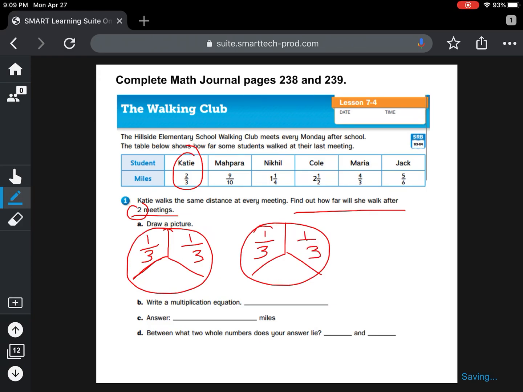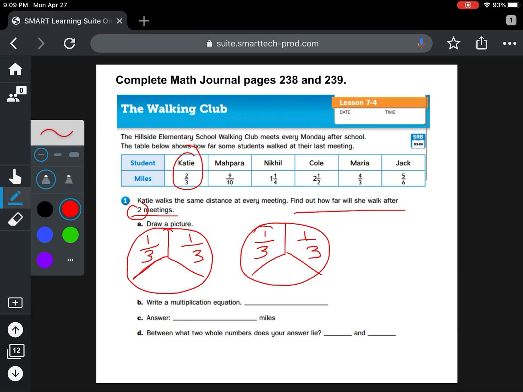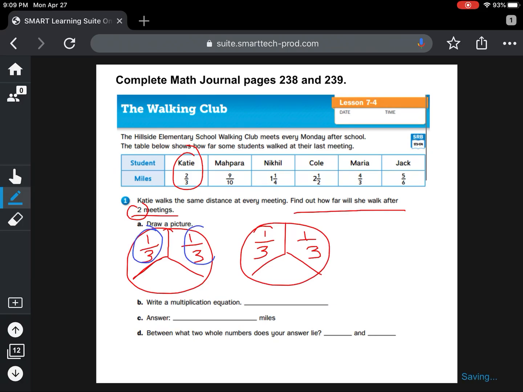So, how far does she walk after 2 meetings? So that is like saying 1/3 plus 1/3 plus 1/3 plus 1/3. That should equal 4/3. Now you'll notice 4/3, that's what we call an improper fraction.